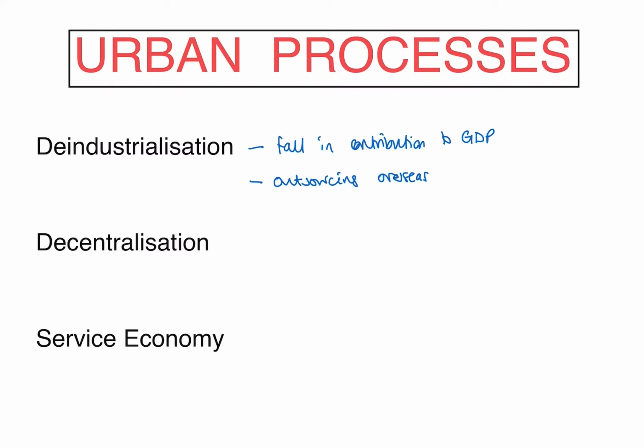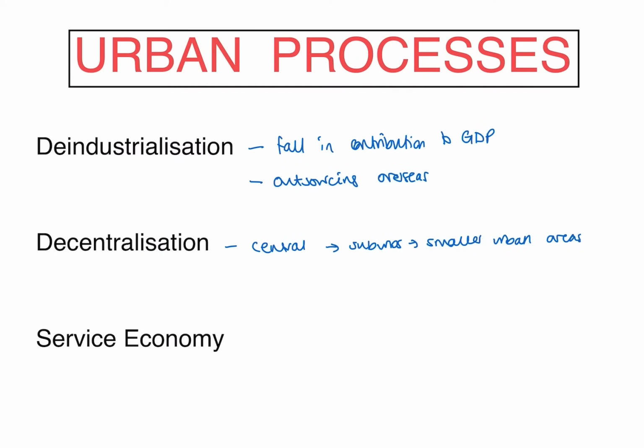So we have decentralisation. Well, this is going to occur when there's an outward movement of population and industry. So there might be people moving from central urban areas to the suburbs and then to smaller areas. So we can sum this up here then. So if we put central goes to the suburbs, and this is going to go to smaller urban areas.